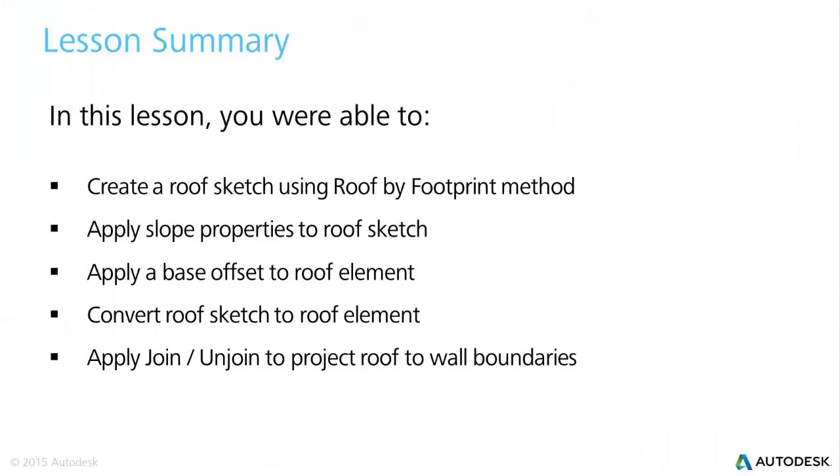Let's review the learning objectives for video 4. In this lesson, you were able to create a roof sketch using Roof by Footprint method. Next, we applied slope properties to the roof sketch, then applied a base offset for the roof element to be hosted from a level, converted the roof sketch to a 3D roof element, and then applied join techniques to project the roof to wall boundaries.